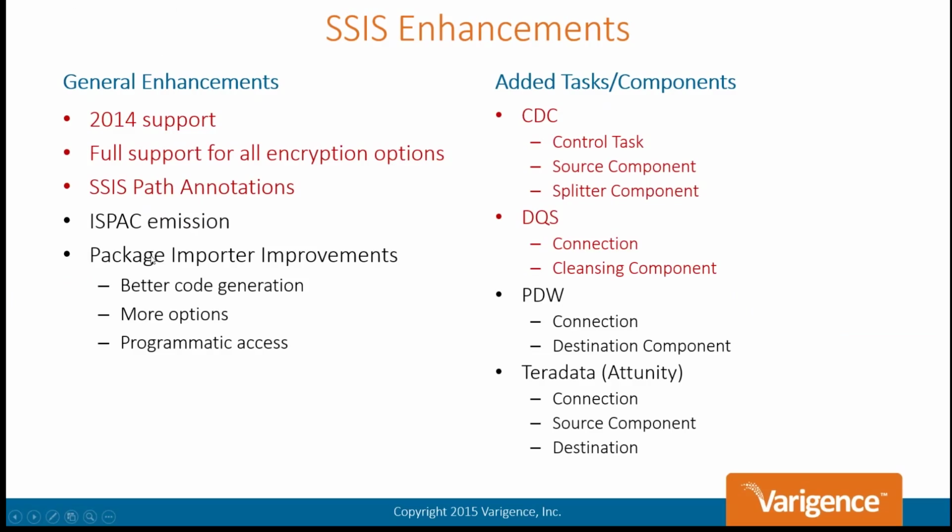We also now do ISPAC emission. So if you do a build and you're targeting 2012 or 2014 and you've selected project deployment mode, we will output an ISPAC folder in the bin subdirectory of your target path, just like Visual Studio would if you did a build from inside there.